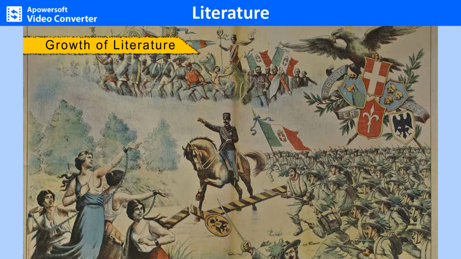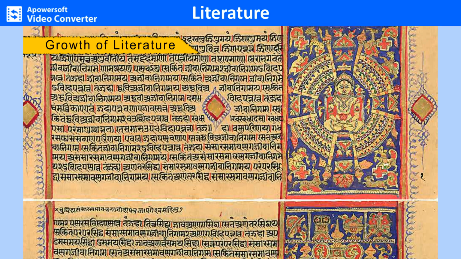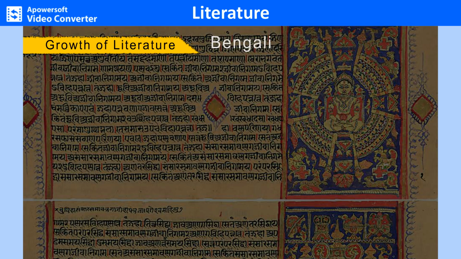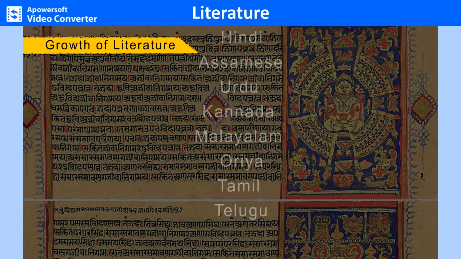The literature of the 19th century differed from traditional Indian literature in terms of the themes. Earlier, the literature revolved around religion, whereas later social issues, life of the common man, and the freedom struggle were the major themes. The literature of the British period was written in almost all languages, such as Bengali, Hindi, Assamese, Urdu, Kannada, Malayalam, Oriya, Tamil, and Telugu.